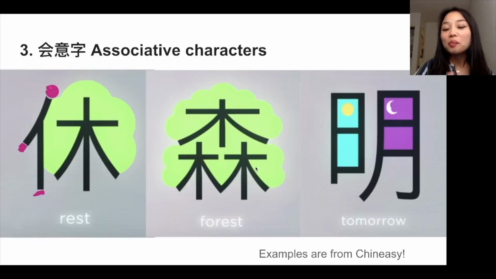So here are some more examples from Chinese. Rest, a person leaning on the tree. 3 trees are a forest. After one day and one night, we reach tomorrow.